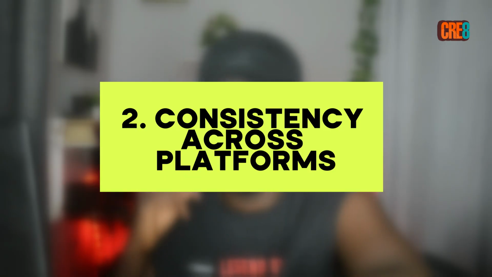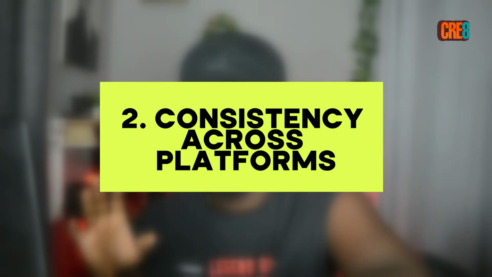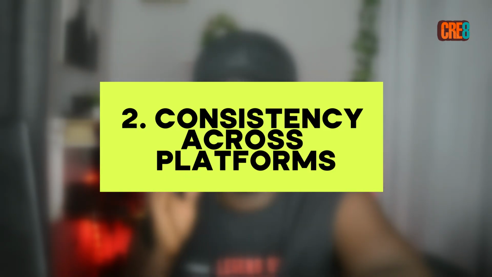The second point: be consistent across all platforms. Your messaging, especially if you're a brand, the identity you give to a brand should be consistent across all your platforms. Even if you have a website, whatever is on your website should be seen on your socials. If you have anything external to social media, you should have that same messaging in your socials.